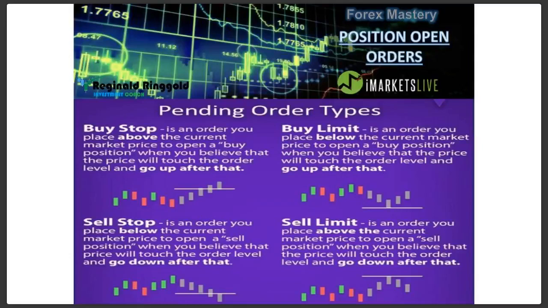Now a sell limit order would be an order placed above the current market price. Okay. This allows you to open a market to sell. So if you see the gray candlesticks going upward, you can see the move. Okay.